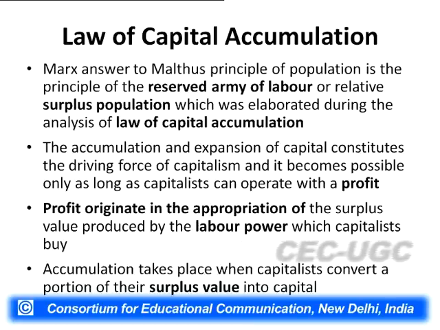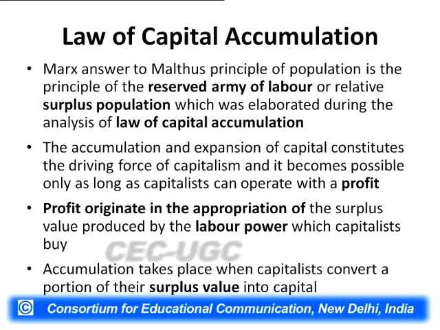Now, as we all know, Malthus's population theory said that it is the outcome of a natural law, but according to Marx, he tried to give his theory of population on the basis of the reserved army of labor or surplus population. He said that the accumulation and expansion of capital constitutes the driving force of capitalism.